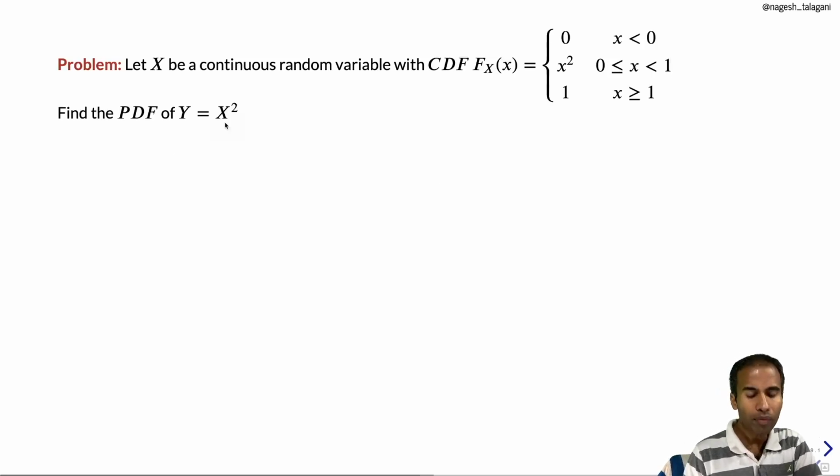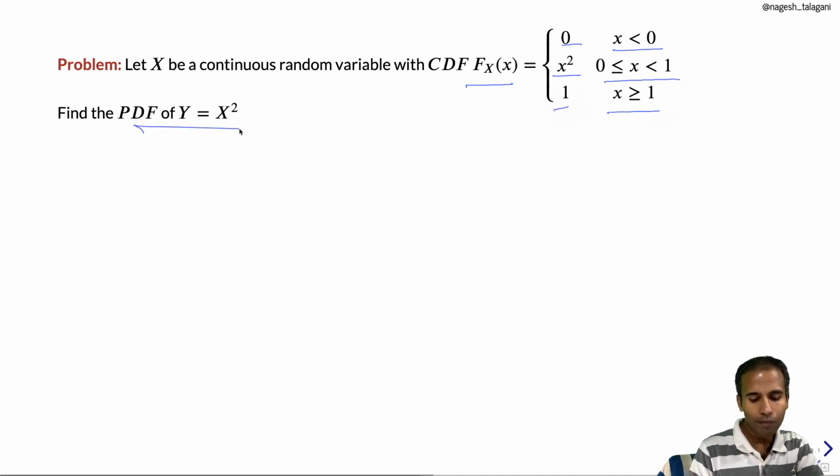Problem. Let X be a continuous random variable with a CDF capital F of x equal to 0 for x less than 0, x square for 0 less than or equal to x less than 1, and 1 for x greater than or equal to 1. Find the PDF of y equal to x square. Here our transformation is y equal to x square. We have to find the PDF of y.